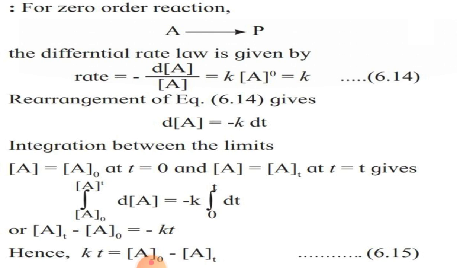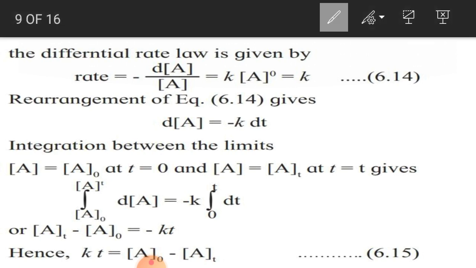As we know student, here the rate of zero order reaction is independent of the reactant concentration. So for zero order reaction, where A is your reactant, it reacts and gives you the product P, and the differential rate law equation is given by rate is equal to minus dA upon dt. It is not the concentration of A, it is dt. Minus dA upon dt is equal to K A to the power 0.